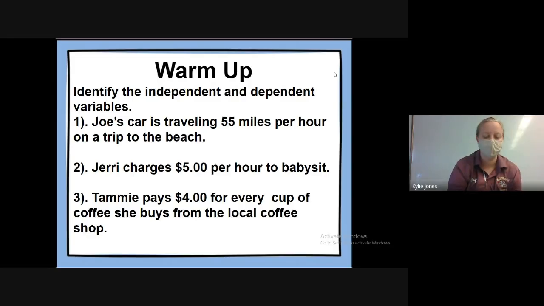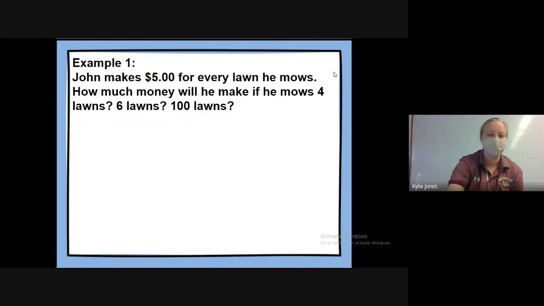Our next one. There we go. So we're going to talk about using the idea of 1 hour is 55 miles, 2 hours means that you drive 110 miles, 3 hours means you drive 165 miles, right? We're going to use that idea to create charts and tables and graphs and all of that stuff that is so fun.